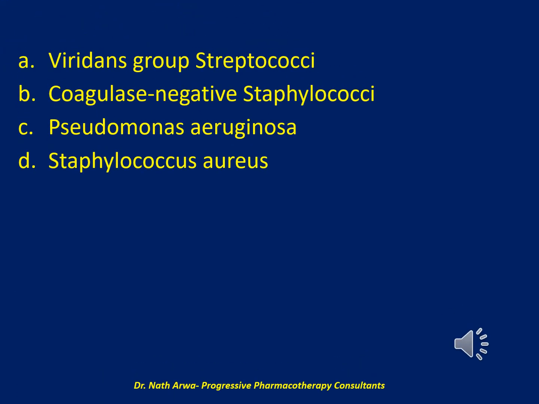Is it A. viridans group streptococci, or B. coagulase negative staphylococci, or C. Pseudomonas aeruginosa, or is it D. Staphylococcus aureus? I will give you 10 seconds to choose the correct answer to this question from the listed options.